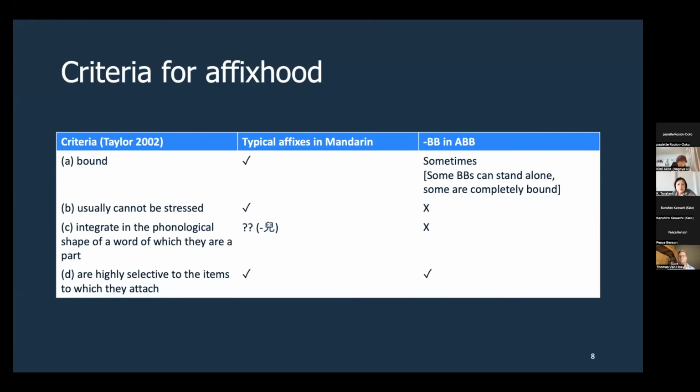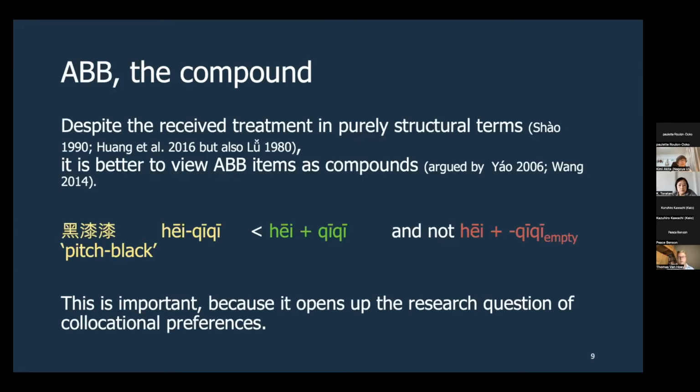But then BB elements are only highly selective for the items to which they attach, and often they're unbound. Some of them are bound, but it's kind of a stretch to say, oh, because some of them are bound, that means all of them are bound. So they're typical affixes. So I don't think that's a good way of analyzing them. What is a better way? Thinking of them as compounds.